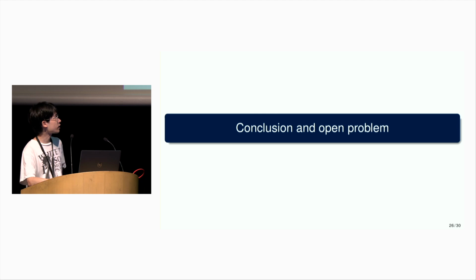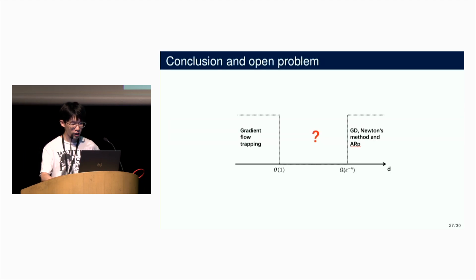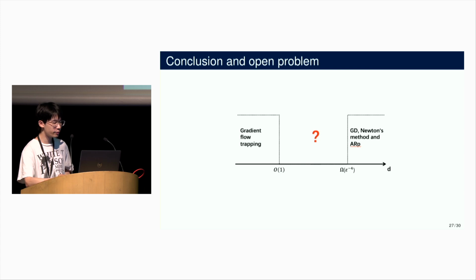Finally, we give some conclusions and an open problem. For constant dimension, we show gradient flow trapping and its variants are adaptive optimal. For the high dimension case, we show ARP, including gradient descent and Newton's method, are optimal. Then the open problem is: what about the intermediate region?